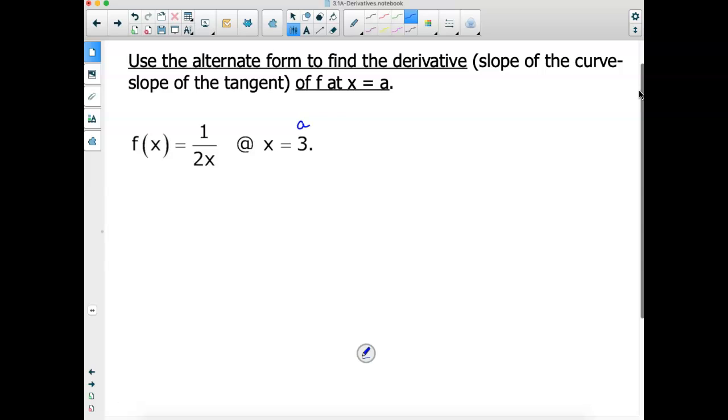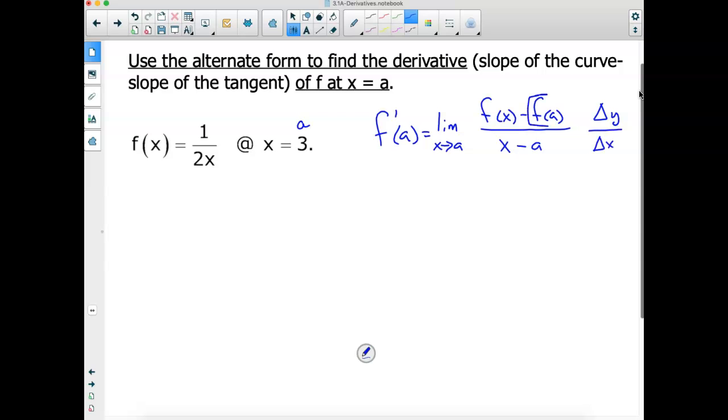So remember, my alternative form is simply f prime of a equals the limit as x approaches a of f of x minus f of a over x minus a. Again, this is just change in y's over change in x. You know, in function form, these are y values, these are x values. So it's really just a slope formula is all it is, okay?